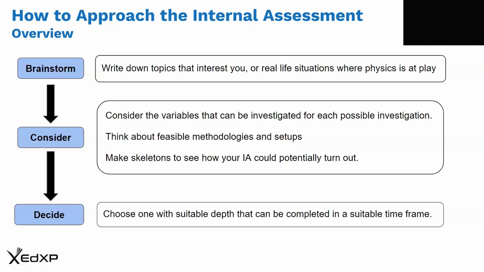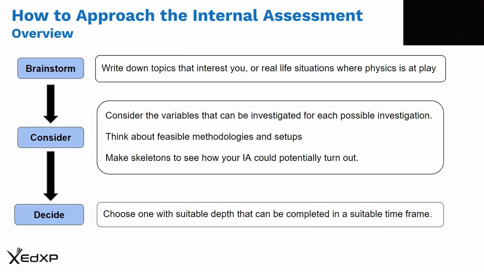Step 2, consider. Consider the variables that can be investigated for each possible investigation. Think about feasible methodologies and setups, and make skeletons to see how your IA could potentially turn out. Lastly, decide. Choose one with a suitable depth that can be completed in a suitable time frame. When I say suitable depth, I mean, as I previously mentioned, 12 to 15 pages excluding your bibliography.